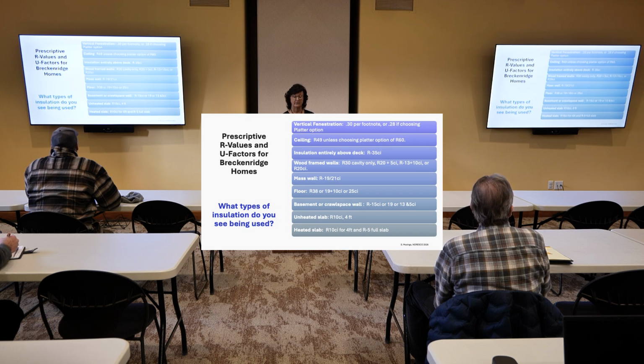Unheated slabs are R10 for 4 feet. Heated slabs are R10 for 4 feet plus the R5 underneath it so that heat goes into the building and not into the ground. So what kinds of insulations are you seeing used in these situations? What are the common insulations for Breck? What are y'all using? Are you doing continuous insulation?